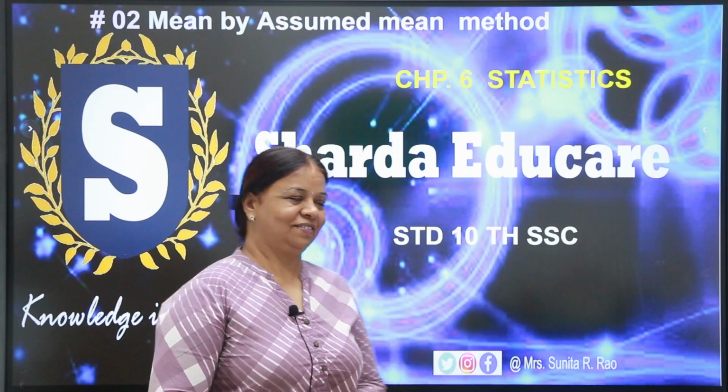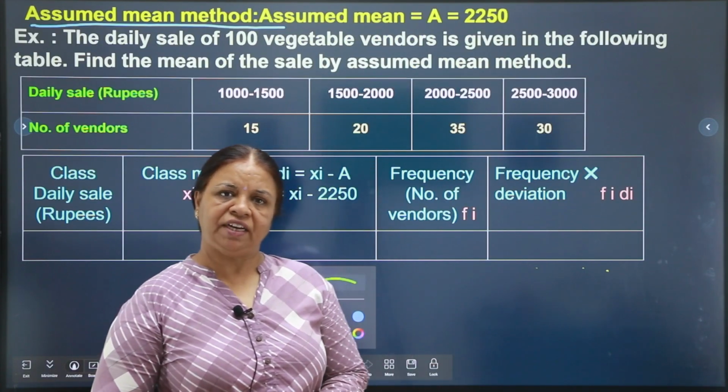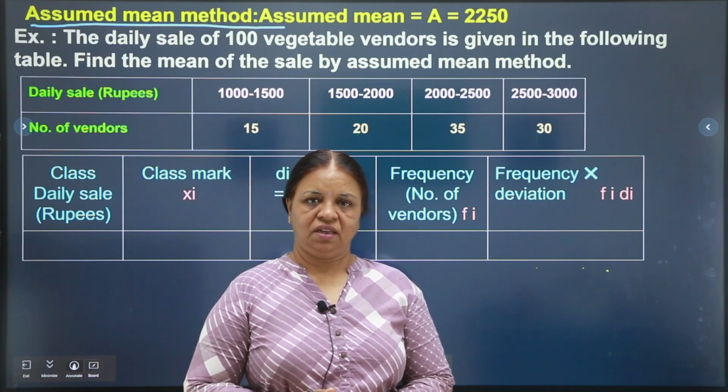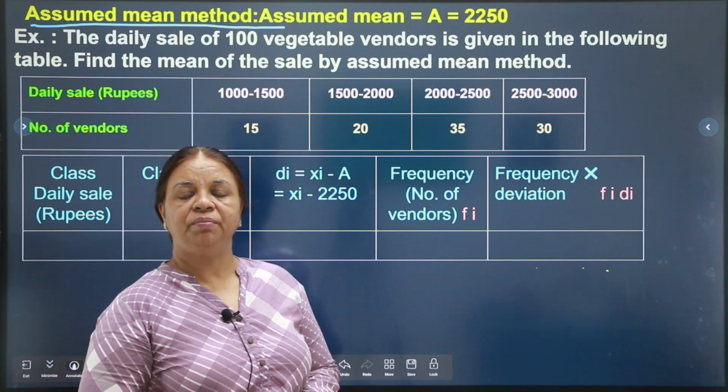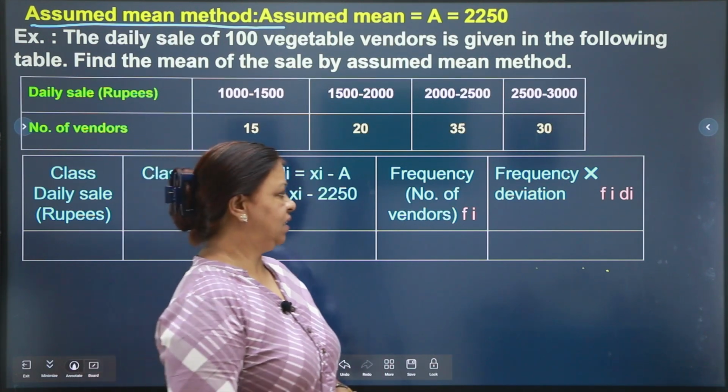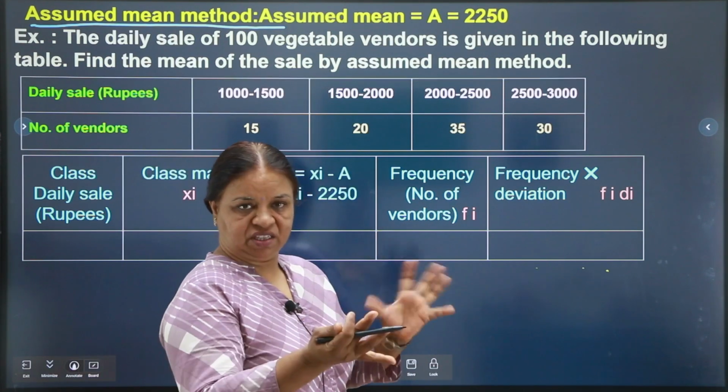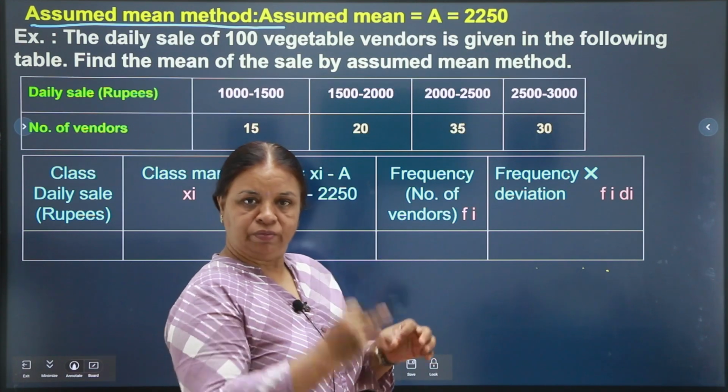Let's begin, children. In the first video we learned to find the mean by the direct method, and now in this video we are learning to find the mean by the assumed mean method. So what is the difference? Why are we switching to the assumed mean method?